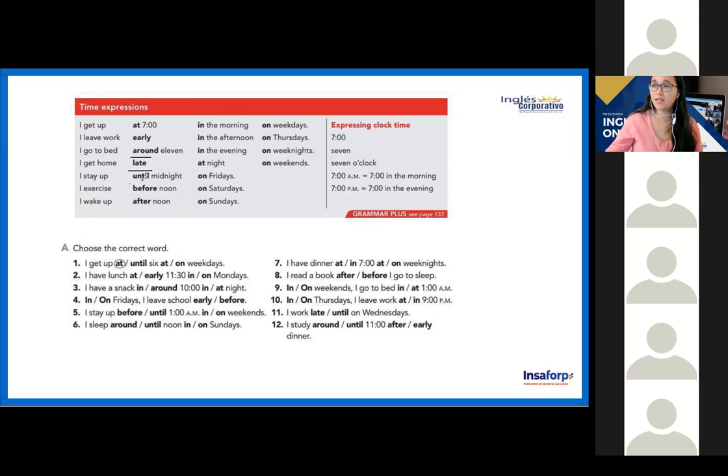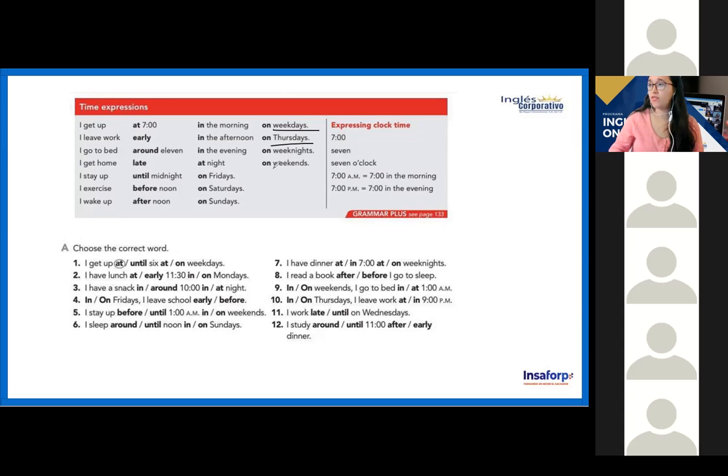Then we have until, hasta, until midnight. Then we have before, antes de. Then we have after noon, right? So then we have the expression, for example, on, que lo vamos a utilizar con los días de la semana, on Friday, on Saturday. También tenemos the other expressions, right? On weekends, on Thursdays, on weeknights, and on weekends.